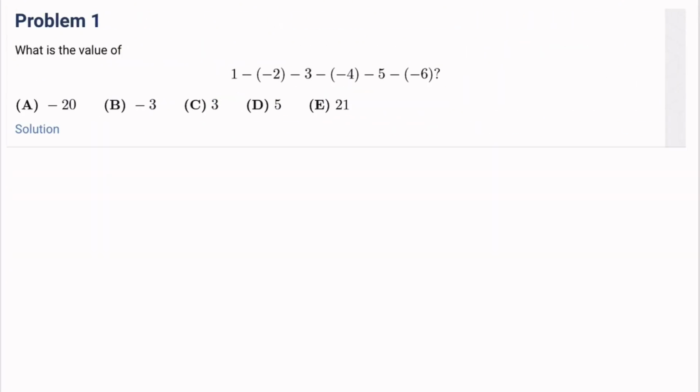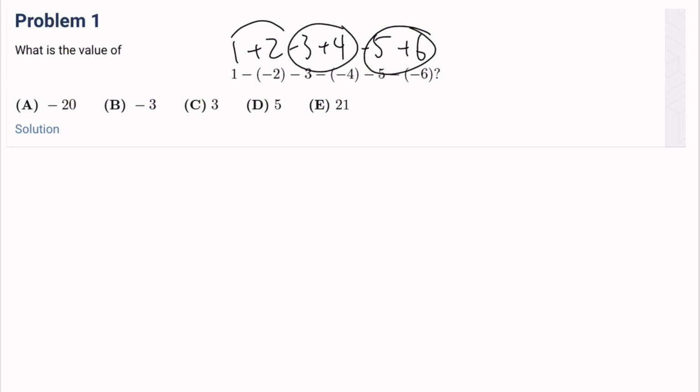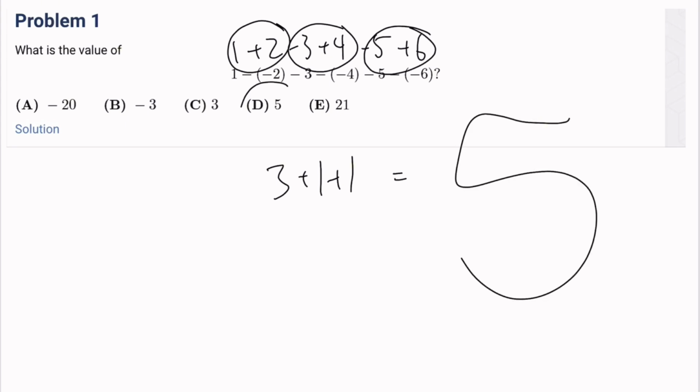First problem, what is the value of this expression? Okay, so we will just do this. This is just 1 plus 2 minus 3 plus 4 minus 5 plus 6. So this is 1, 1, and 3. So 3 plus 1 plus 1, this equals 5. So the answer is D.